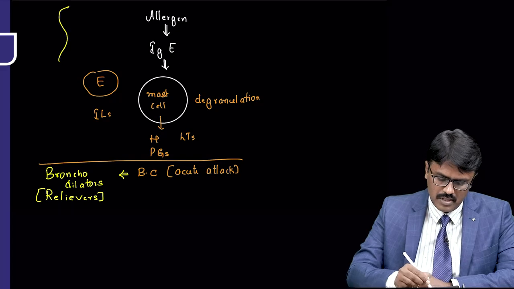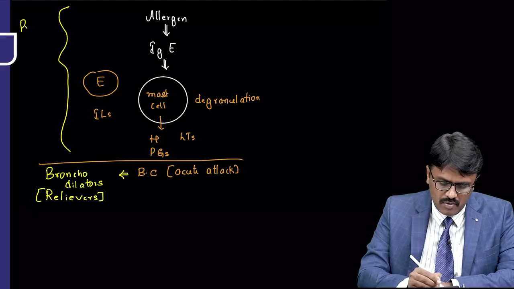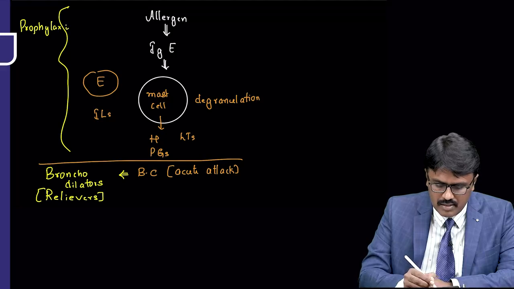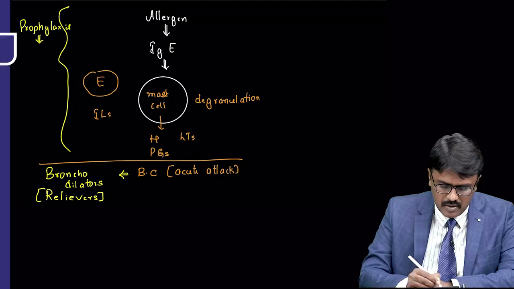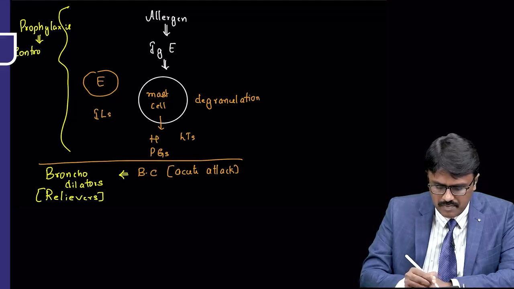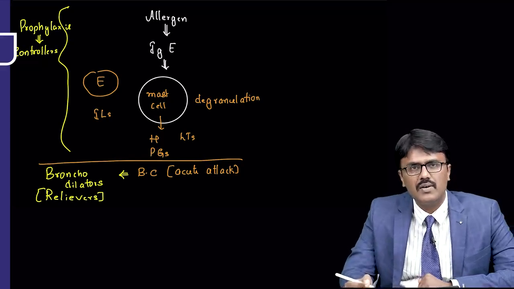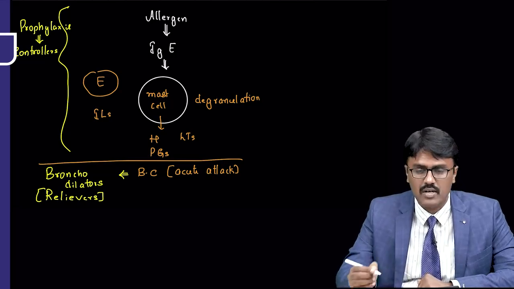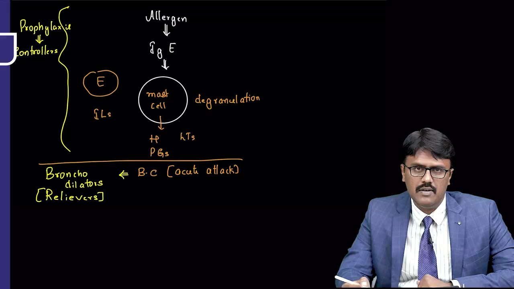Now any drug which acts above this line, what are they? They are called prophylactic drugs. What do you mean by prophylaxis? They prevent the attack of asthma. These prophylactic drugs are also called controllers. Now why are they called controllers? Because they control the attacks. That's why. So let us first discuss the controllers or the drugs for prophylaxis. Then we'll go to the relievers.